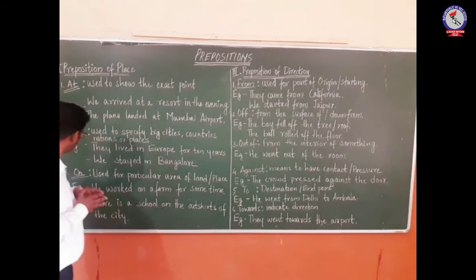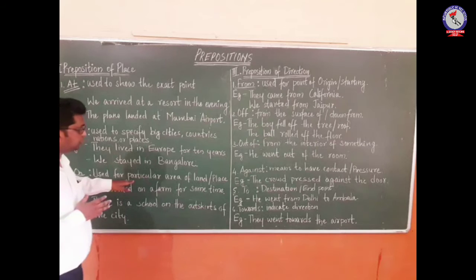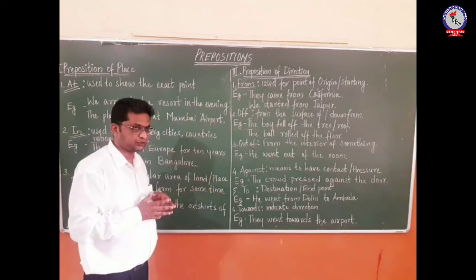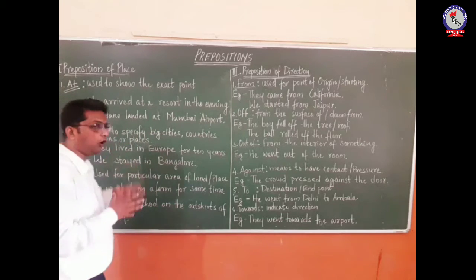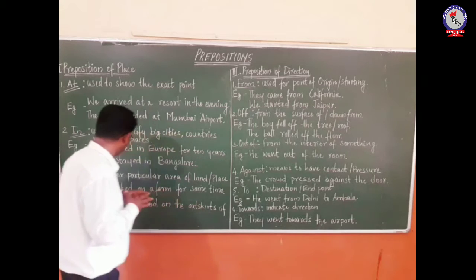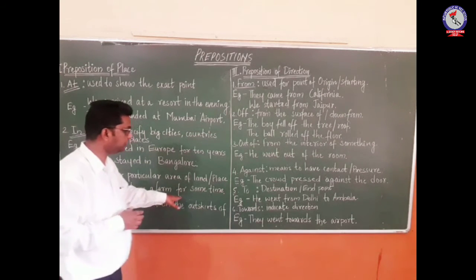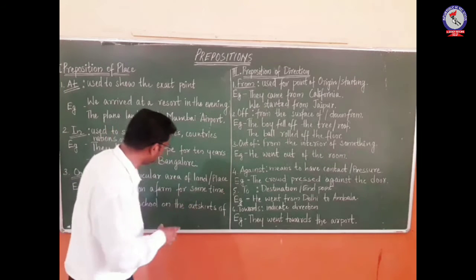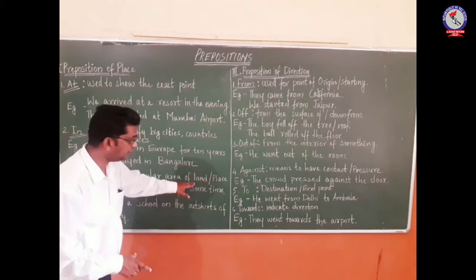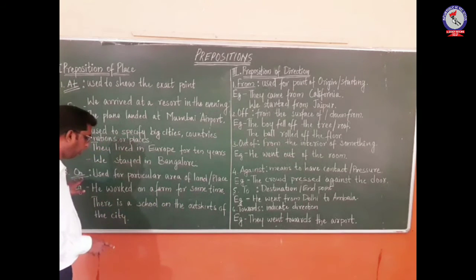Now let us see the use of on. Used for a particular area of land or place. So we will make use of on to show a particular area or place. See, he worked on a farm for some time. Here the farm is referring to an area of land. It is a place. So we have made use of on.